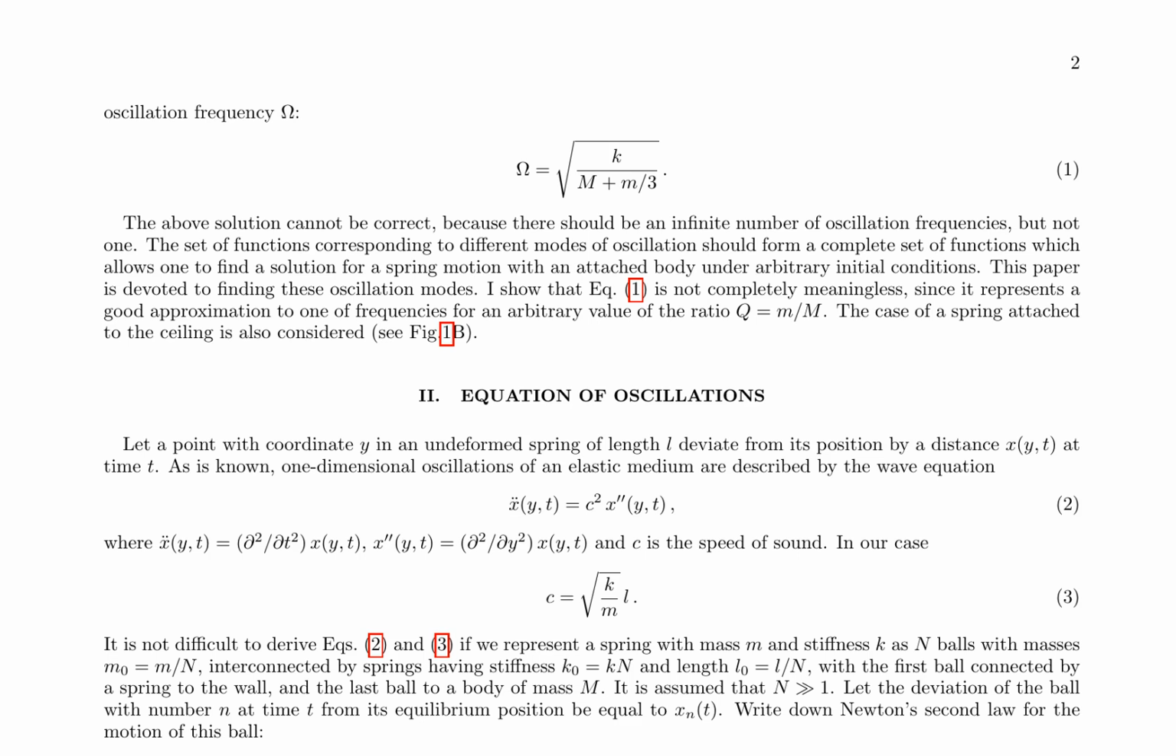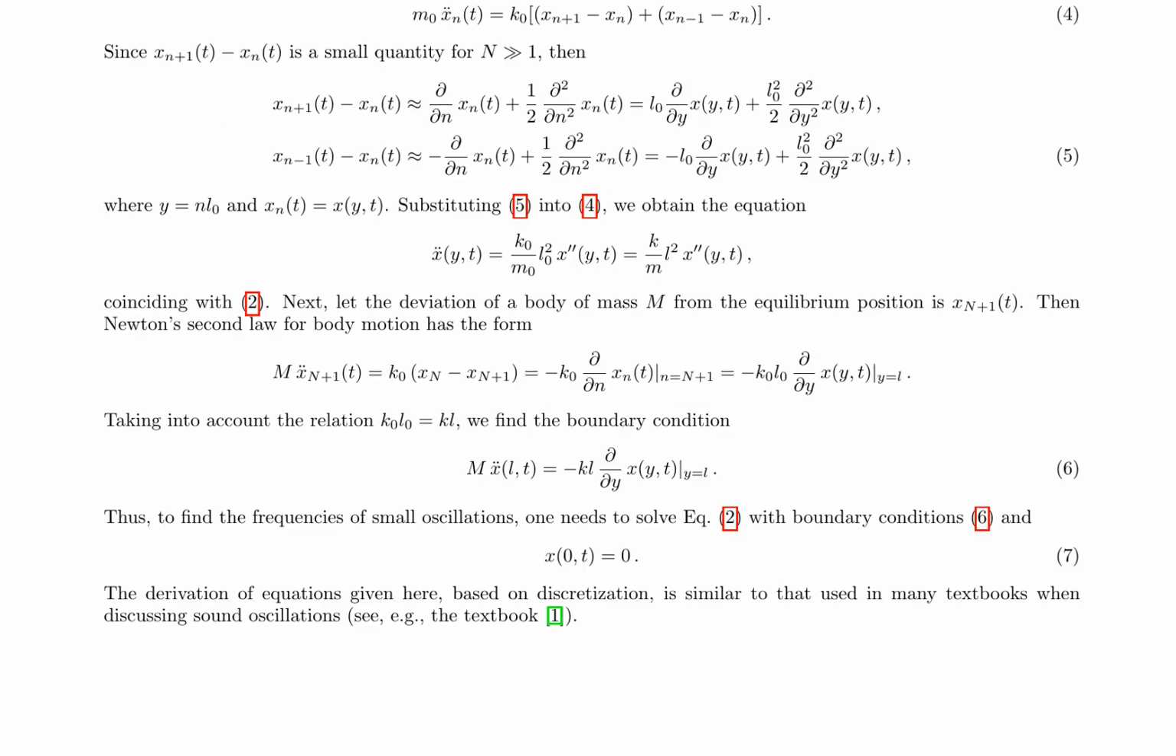The author then derives the equation of oscillations using a discrete model, where the spring is represented as n balls interconnected by springs. This leads to Newton's second law for the motion of each ball, given in equation 4. By assuming that n is large and applying a Taylor series expansion, the author obtains the wave equation 2 and the boundary condition 6 for the motion of the attached body. The boundary condition at the fixed end of the spring is given in equation 7.